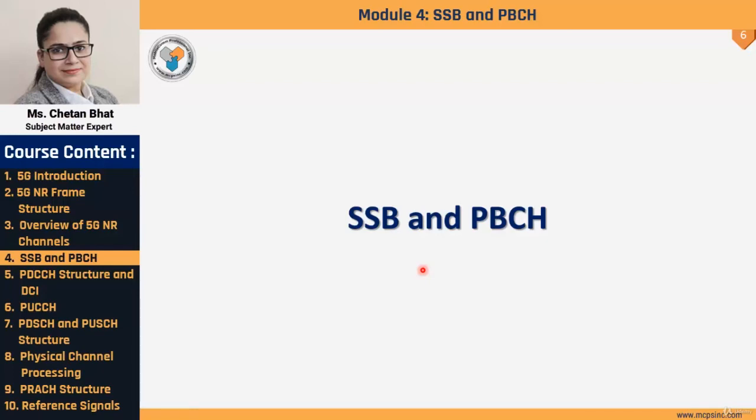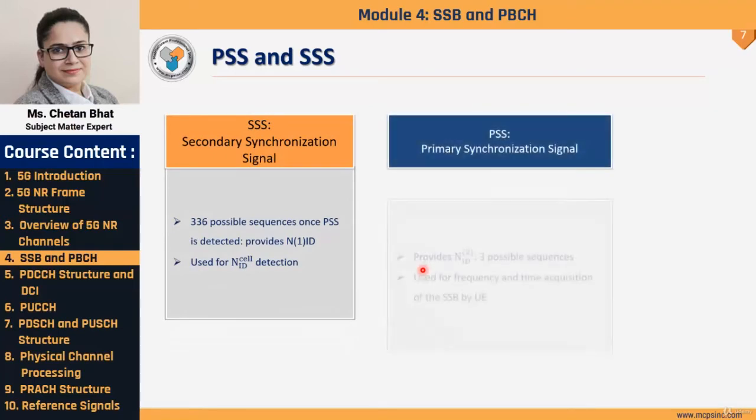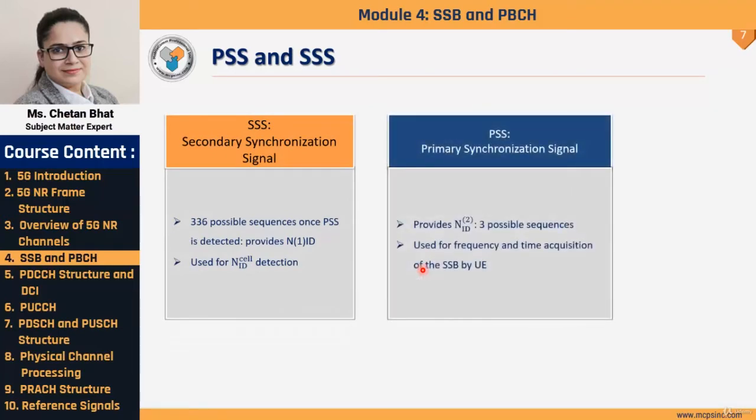Let's talk about SSB and PBCH. Whenever we talk about PSS and SSS, we know that they are the primary synchronization signal and the secondary synchronization signal, where PSS is provided with the help of three sequences. So we have three possible sequences for PSS, and for SSS we have 336 possible sequences, right? And PSS is used for frequency and time acquisition of the SSB block by the user equipment.